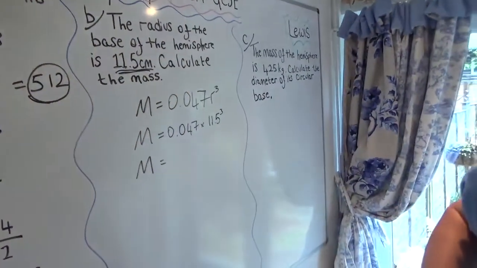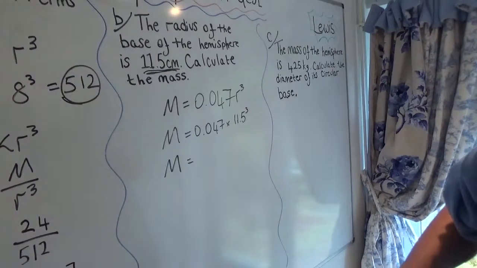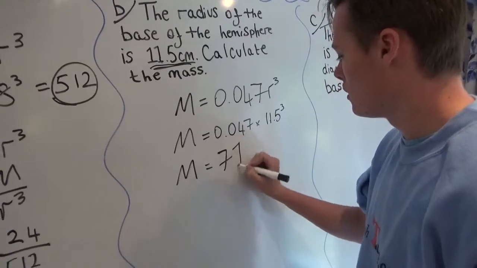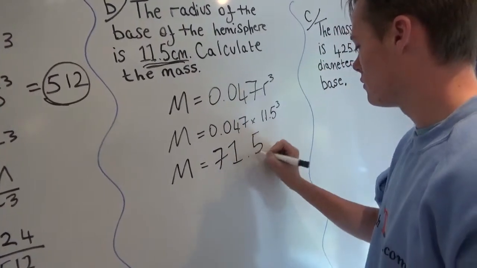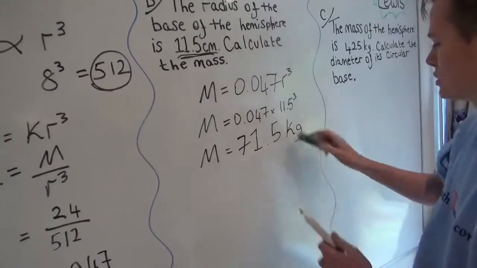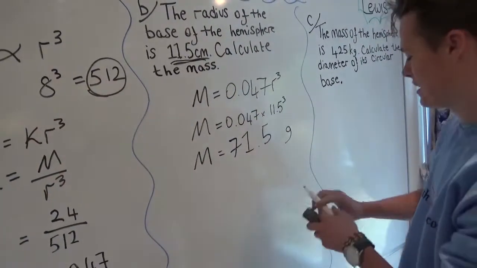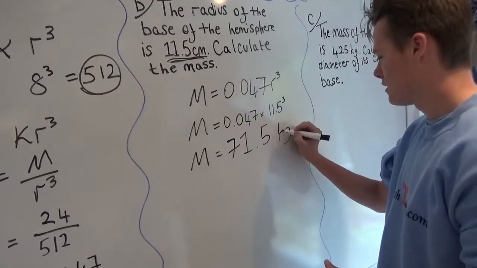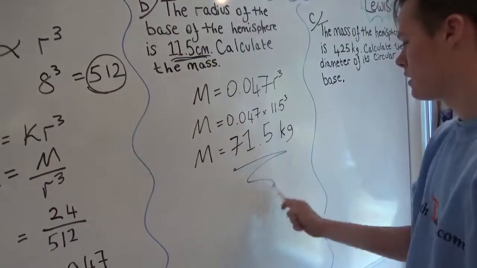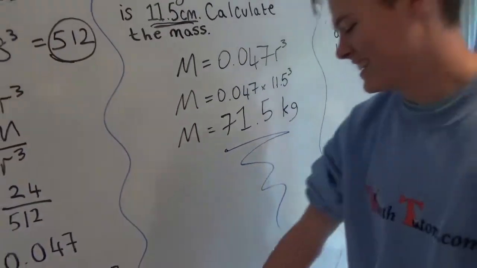I believe it comes out as 71.5 kg, again to 3 significant figures, and that there is meant to be a small k. I'll do that in blue underline, shall I? Yeah, with that flourish, we like that flourish.